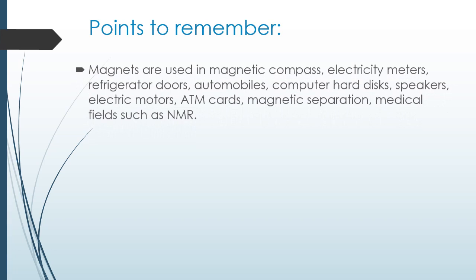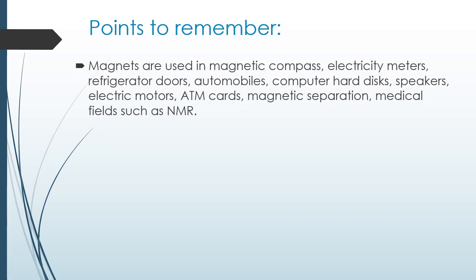So now let us recall what we have studied in today's session. Points to remember. Magnets are used in magnetic compasses, electricity meters, refrigerator doors, automobiles, computer hard disks, speakers, electric motors, ATM cards, magnetic separations, and medical fields such as nuclear magnetic resonance.